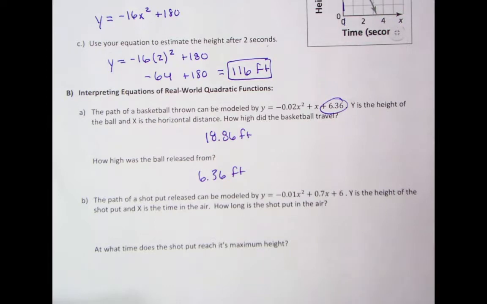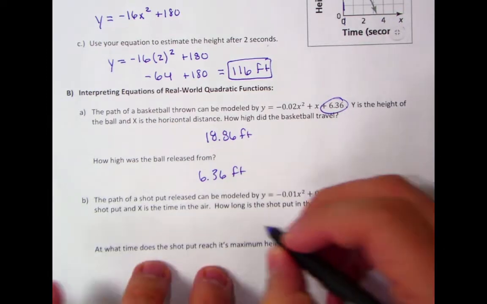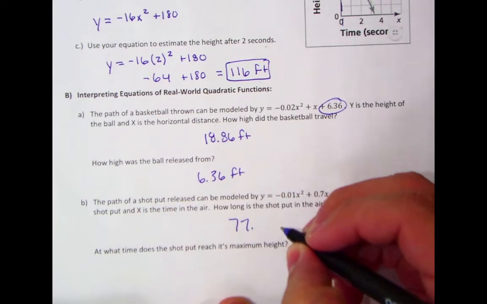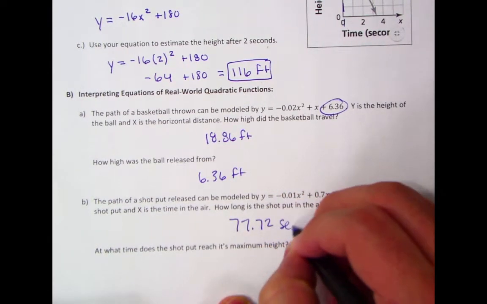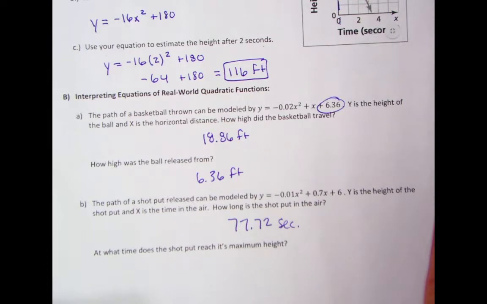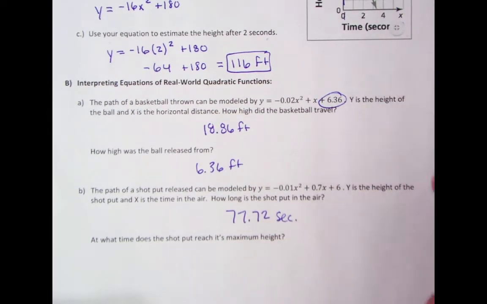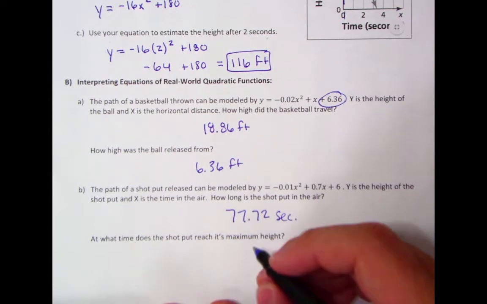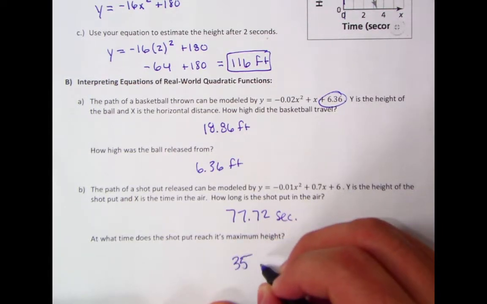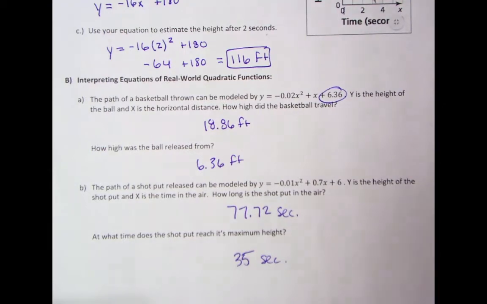Okay, so it looks like how long was the shot put in the air? It looks like that it was in the air for 77.72 seconds. Again, I guess we're on the moon or we're in outer space or something, but you get the point. At what time does the shot put reach its maximum height? Well, that's 35 seconds. And you can get that from Desmos.